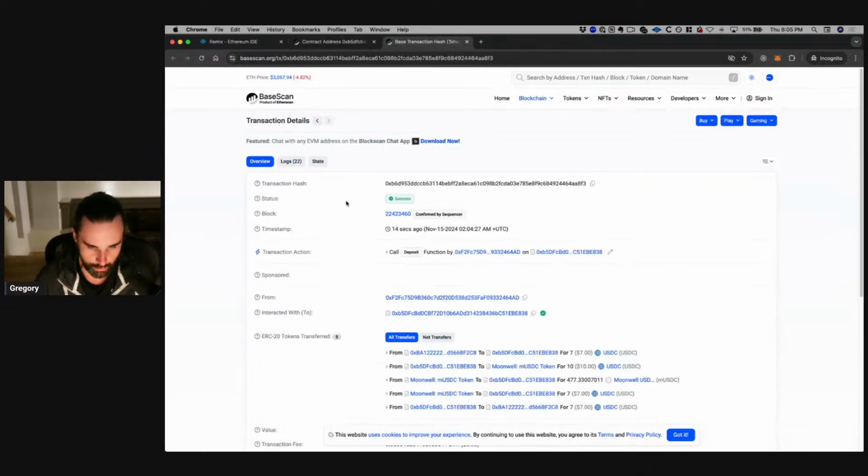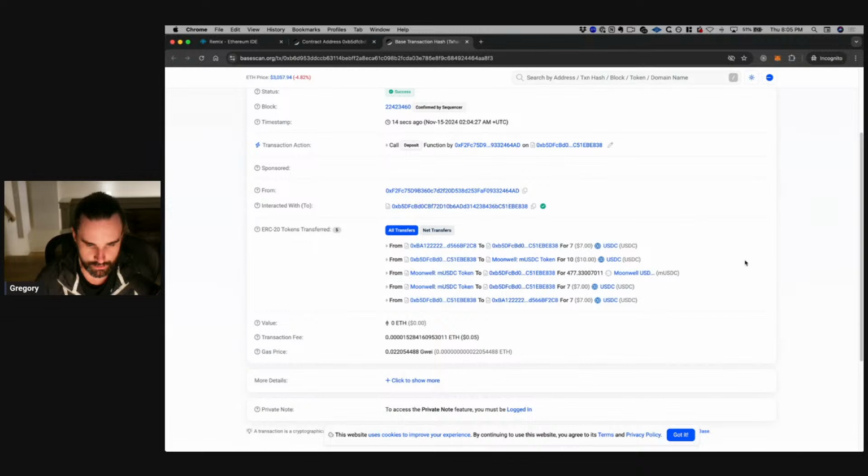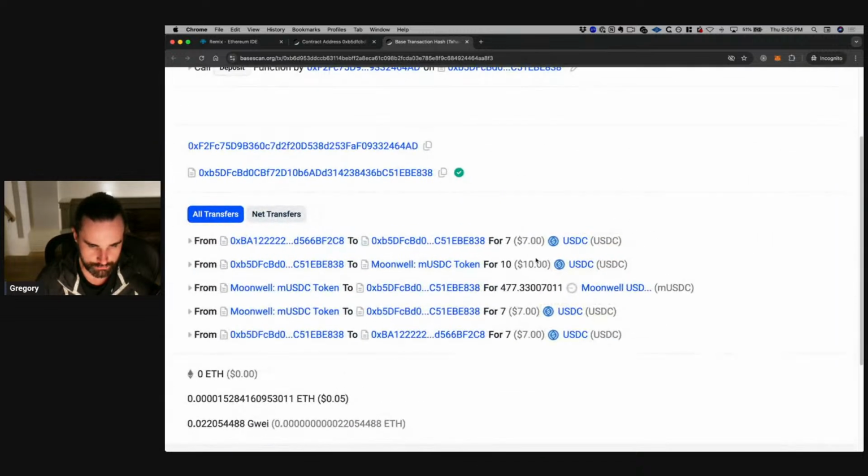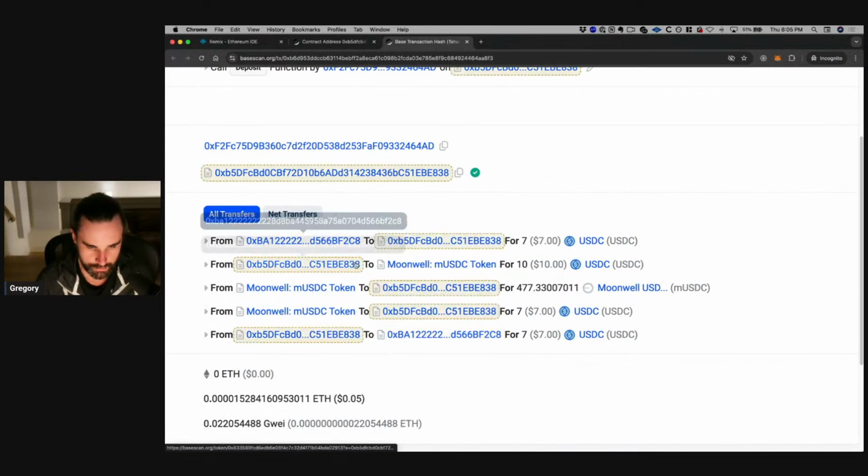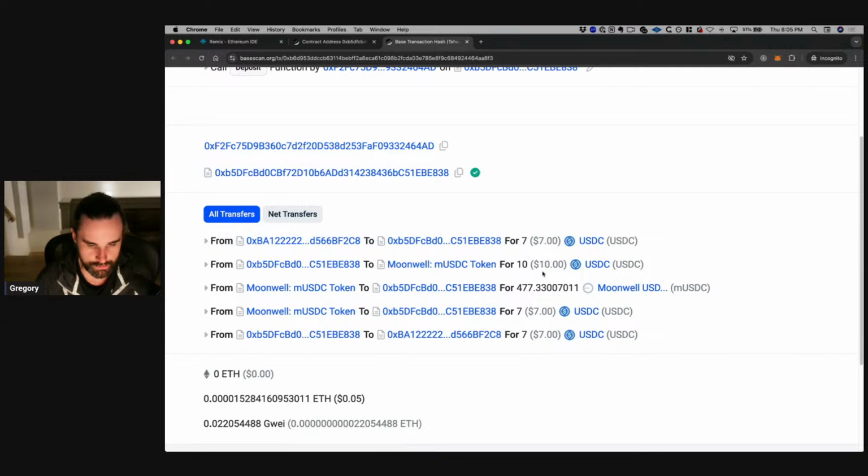All right. So it worked. And there you can see, look, we took out a flash loan for $7 from Moonwell. We deposited $10, so $3 of our own money plus the $7 into Moonwell.